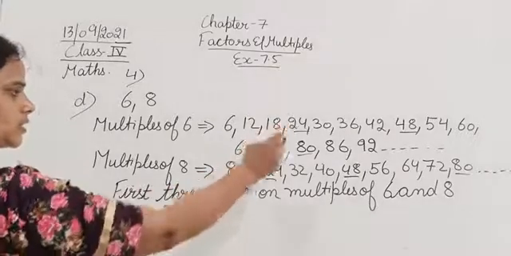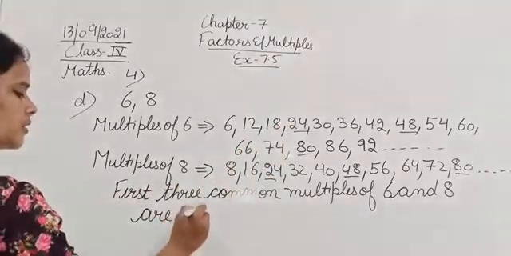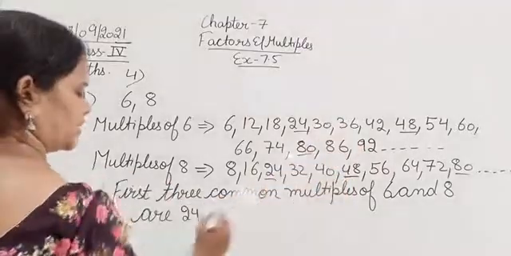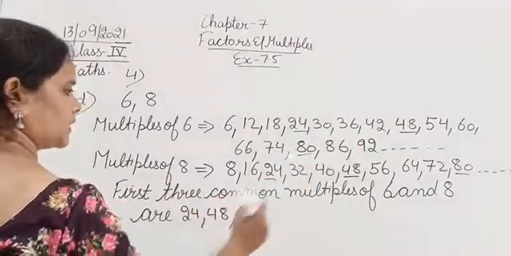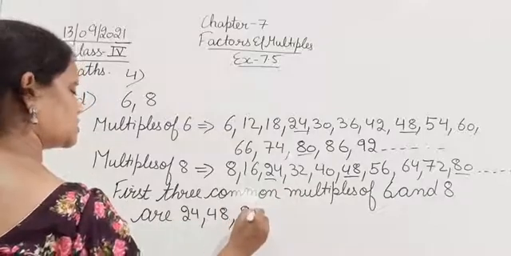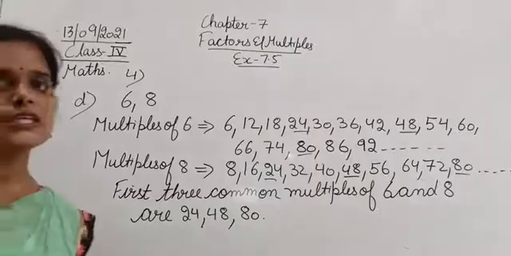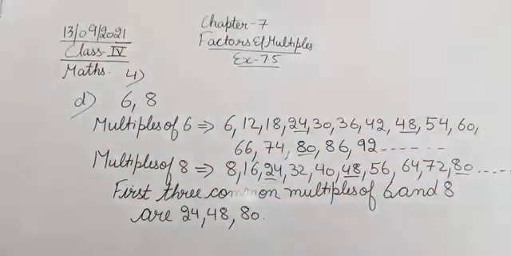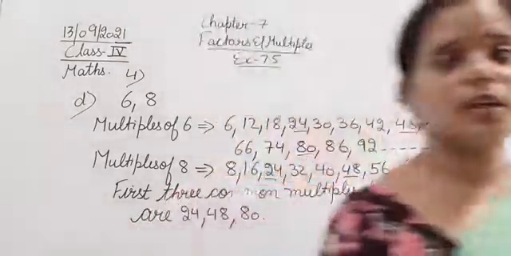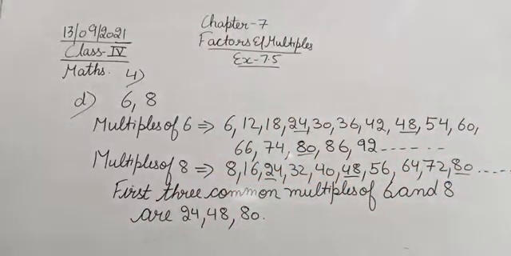that is 24, after this 48, the next is 80. So the first 3 common multiples of 6 and 8 are 24, 48 and 80. So these are the first 3 common multiples of 6 and 8. Okay, so you can pause it here and note it down in your notebooks.